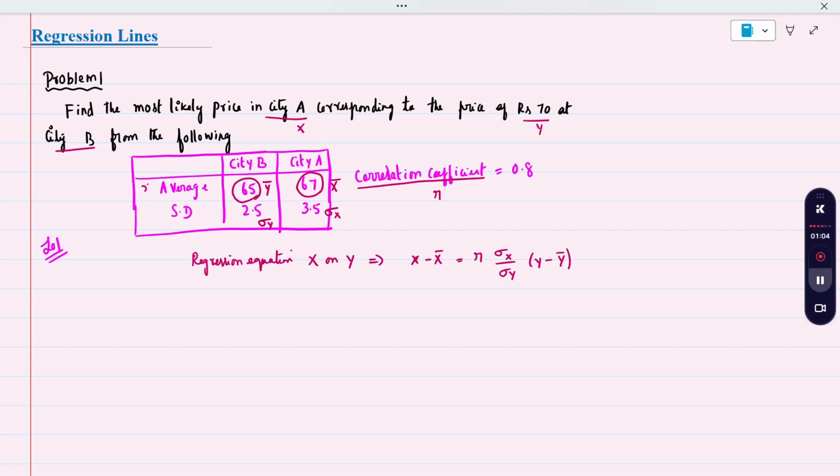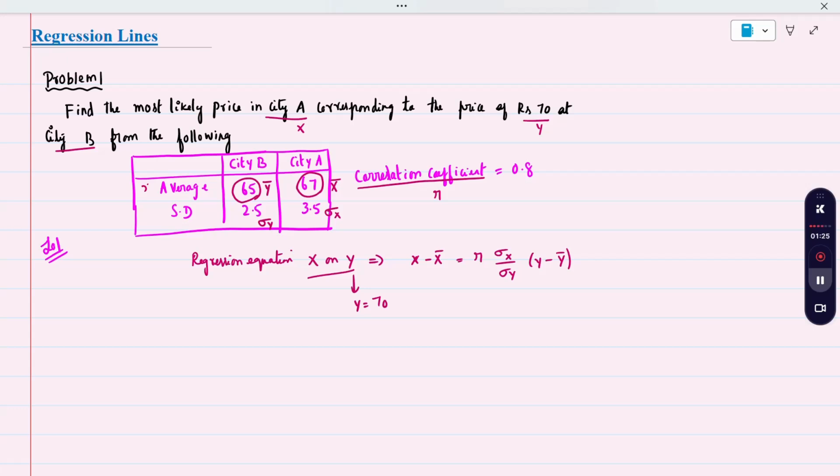Correlation coefficient is nothing but R, and R is given to be 0.8. So for the regression equation, there are two cases, X on Y and Y on X. Which one we have to use, we have to read the question properly and then decide. Here it is regression X on Y, because Y is given in the question to be 70. So I am going to use X on Y.